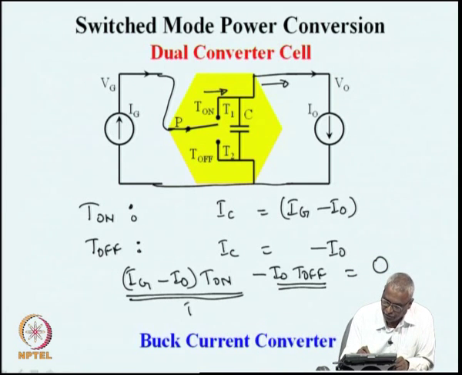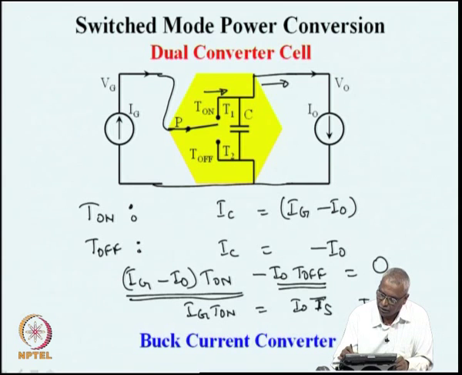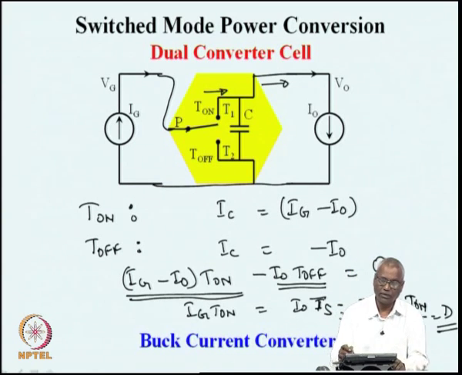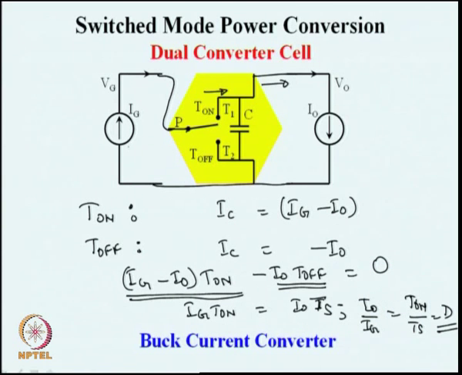If we simplify this, you will find IG into T on is equal to I naught into Ts, or I naught by IG is T on by Ts, which is D. So, this is a buck current converter. The output current is duty ratio times the input current, and this is the perfect dual of what we had seen before, that from a current source of IG, you can supply power to a current sink of I naught using a single pole double throw switch and a capacitor C.